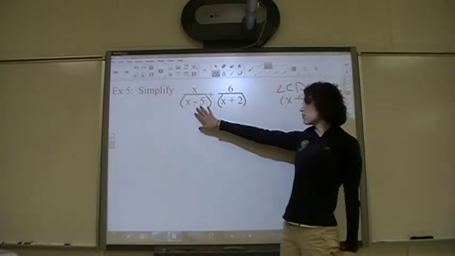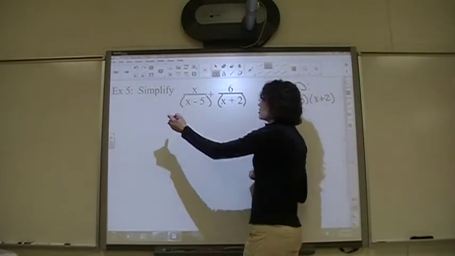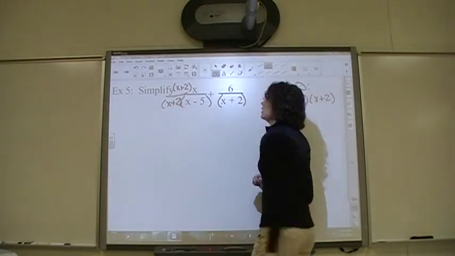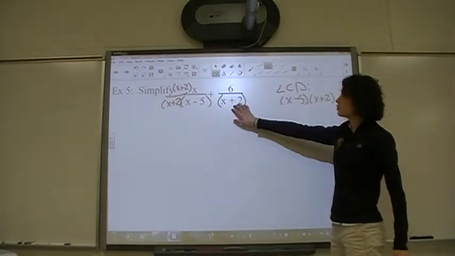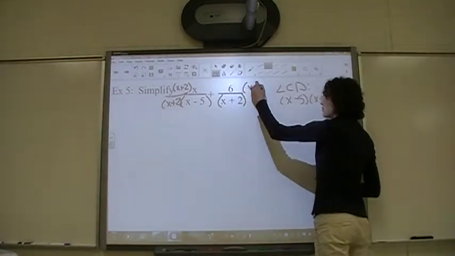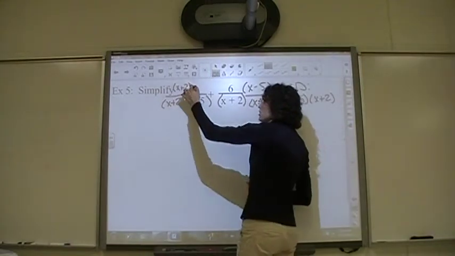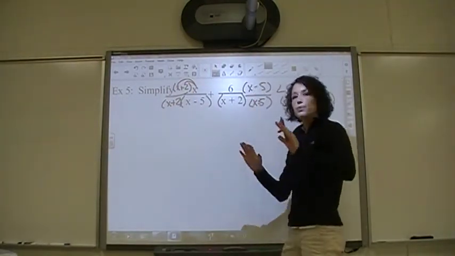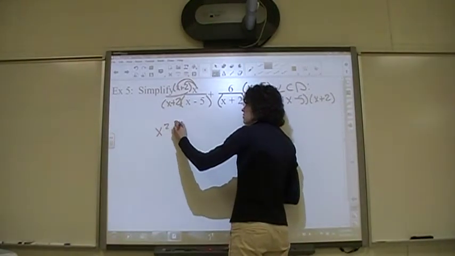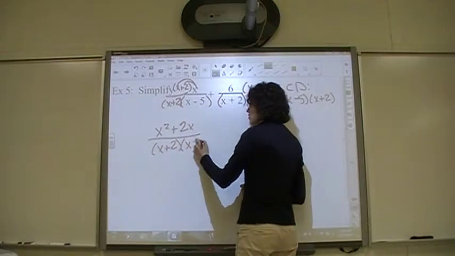So we have x minus 5. We want x minus 5 times x plus 2. So for this first fraction, multiply by x plus 2 over x plus 2. In the second fraction, you have x plus 2, and you want x minus 5 times x plus 2, so you multiply by x minus 5 over x minus 5. So distribute your x, and it's very important that you put everything in parentheses because it's going to remind you to distribute. So we have x squared plus 2x all over x plus 2, x minus 5.